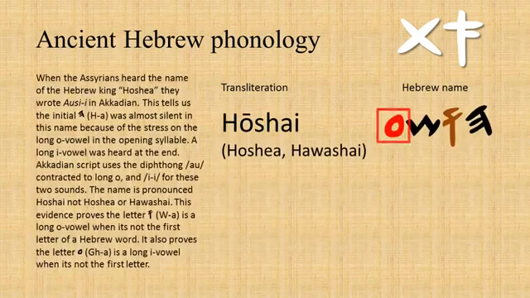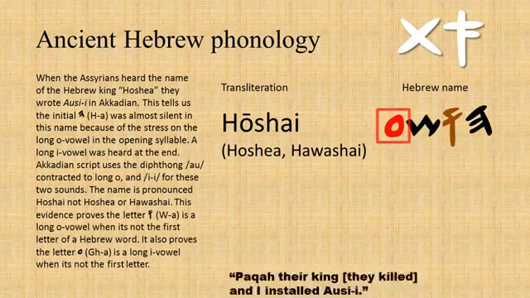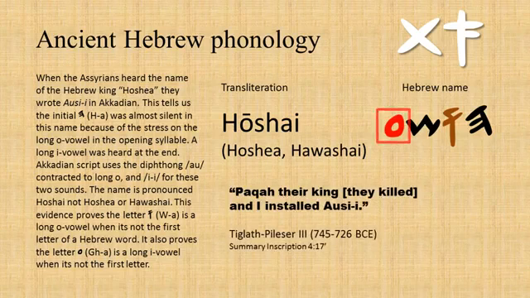When the Assyrians heard the name of the Hebrew king known as Hoshea, they wrote Ausai in Akkadian. This tells us the initial ha in this name was almost silent because of the stress on the long O vowel in the opening syllable. A long I vowel was heard at the end of the name. Akkadian script uses the diphthong AU contracted to long O and II for these two sounds. The king's name is pronounced Ho-Shai, not Hoshea or Hawashai.